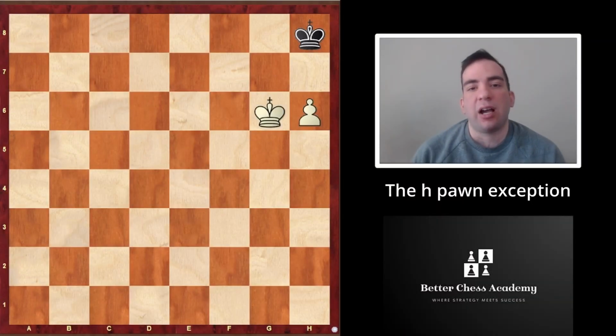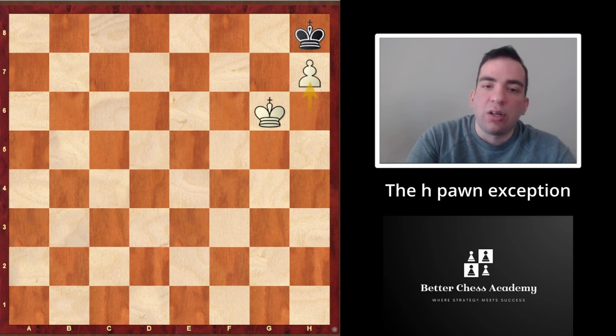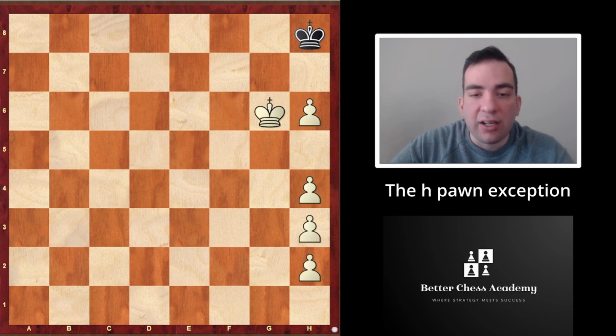The h-pawn, however, is an exception. When the defensive side reaches the corner, it's a draw, no matter who has the opposition. So h7 and it's a stalemate, and it doesn't matter even if there are a lot of pawns, white cannot win. There will always be stalemate ideas.